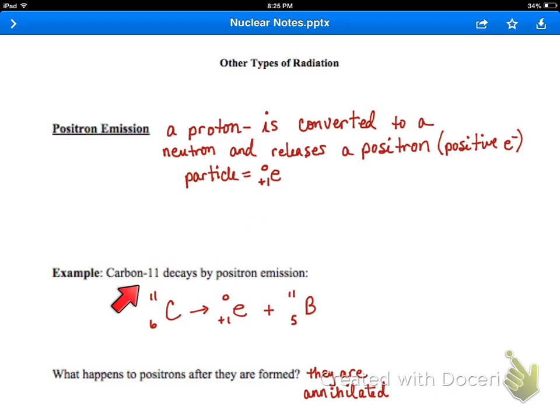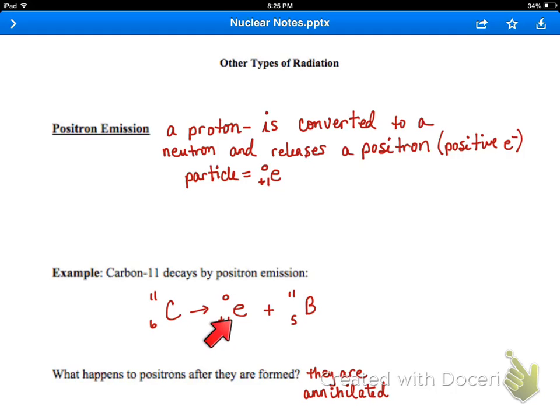So here we're going to write carbon-11 decay by positron emission. So we start with carbon-11, C, 11 on top, 6 on the bottom because it's carbon. And it is going to lose this positive electron with a 0 and a 1. The only thing we have to pay attention to are the numbers. The symbol here doesn't really matter. It is set by what the numbers are.